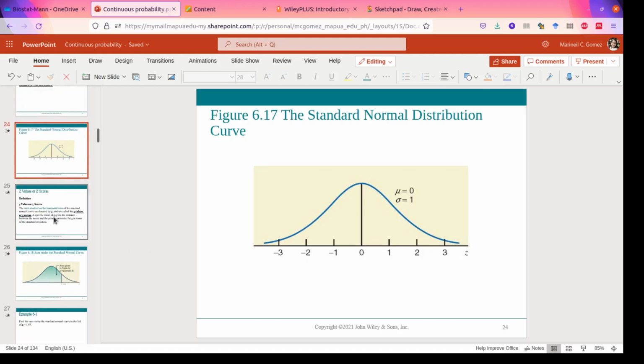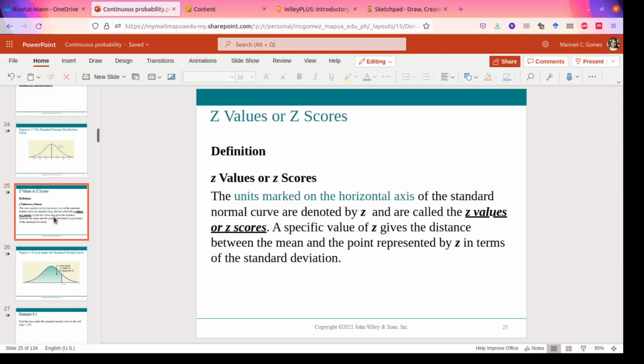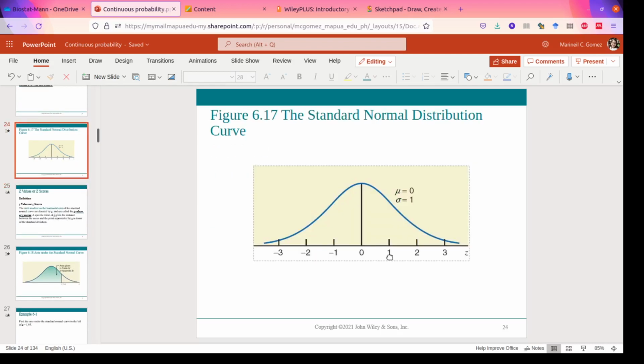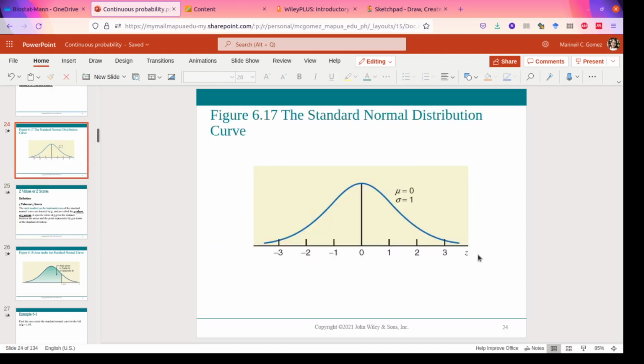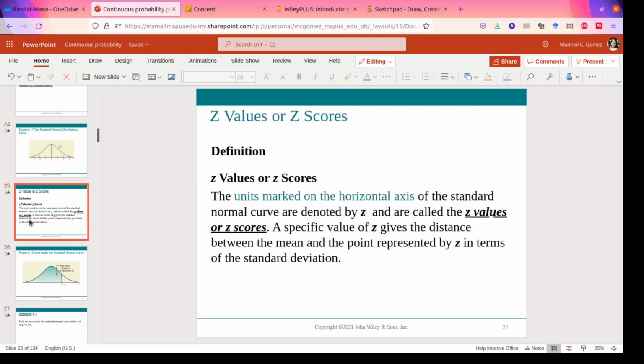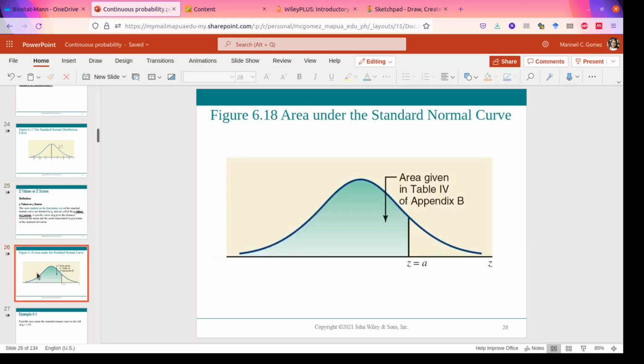So in order to actually define areas beneath the curve, we need to be able to define units on the x-axis of the curve, and that's actually the z. The z values or z-scores are the unit marks on the horizontal axis of the standard normal curve, denoted by z. A specific value of z gives a distance between the mean and the point represented by z in terms of the standard deviation.